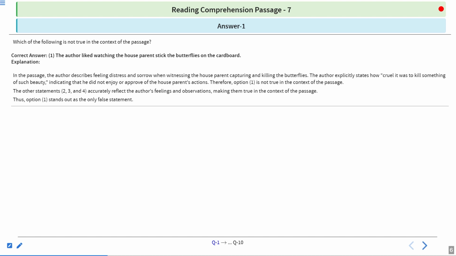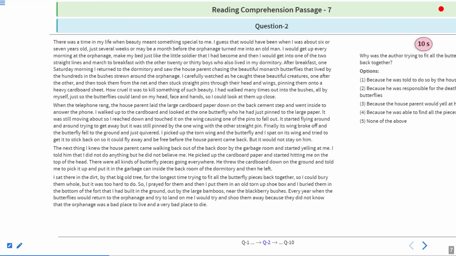And the explanation is: in the passage, the author describes feeling distress and sorrow when witnessing the house parent capturing and killing the butterflies. The author explicitly states how cruel it was to kill something of such beauty, indicating that he did not enjoy or approve of the house parent's actions. Therefore, option 1 is not true in the context of the passage. The other statements 2, 3, and 4 accurately reflect the author's feelings and observations, making them true in the context of the passage. Thus, option 1 stands out as the only false statement. I hope you have understood.